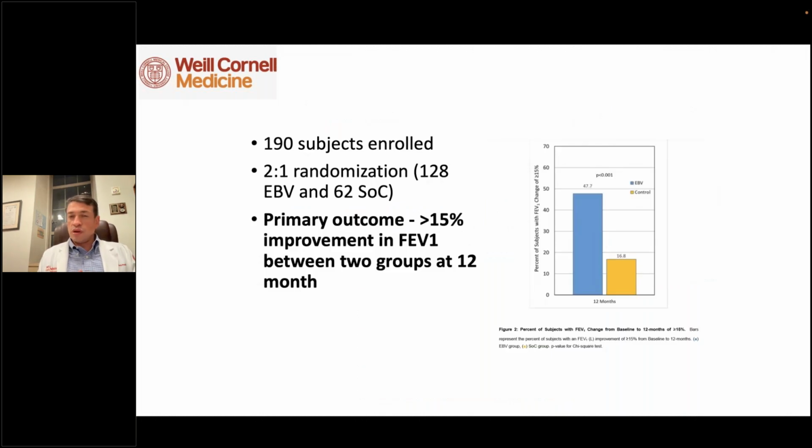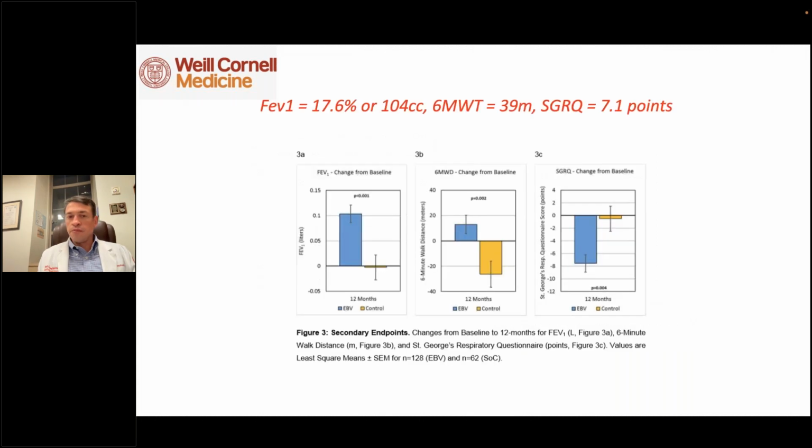And this trial was relatively large for a valve study. It was actually the largest clinical trial, 190 patients with a 2-to-1 randomization. The primary outcome was more than 15% improvement in FEV1. And as you can see here, at the 12 month mark, there was a significant difference between the two groups in terms of the primary outcome.